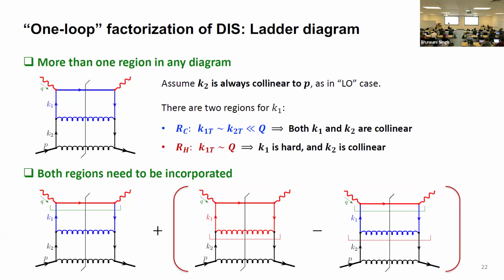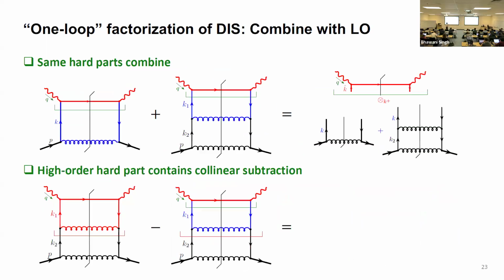That subtraction takes the form of: you first apply the approximation here as in the first diagram, and then you apply the approximation here, and these two need to be put together. Now this is the one loop factorization, and we have done the leading order factorization. Now let's put them together. The leading order factorization summed with this gives us the same hard part. The hard part is the same, but the lower parts are different.